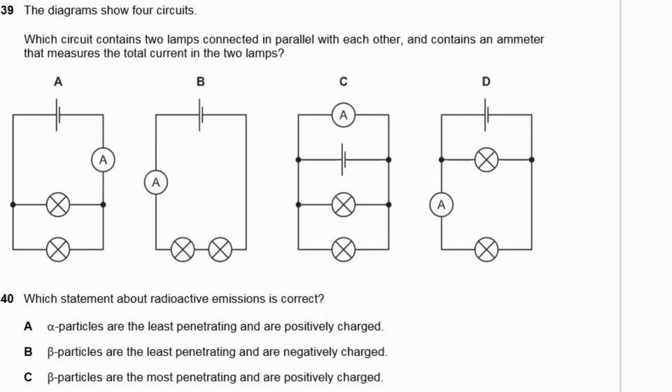There we go. 39. The diagram shows 4 circuits. Which circuit contains 2 lamps connected in parallel with each other and contains an ammeter that measures the total current in the 2 lamps? Alright, let's just draw this to this side. So we're expecting 2 lamps in parallel. There we go, there's 1 lamp, there's 2 lamps, like so. And an ammeter that measures the total current, so we'd want that after the lamps. Come back together, there we go, and some kind of power supply, like so. So we want a circuit that looks a bit like that. And there we go, option A.